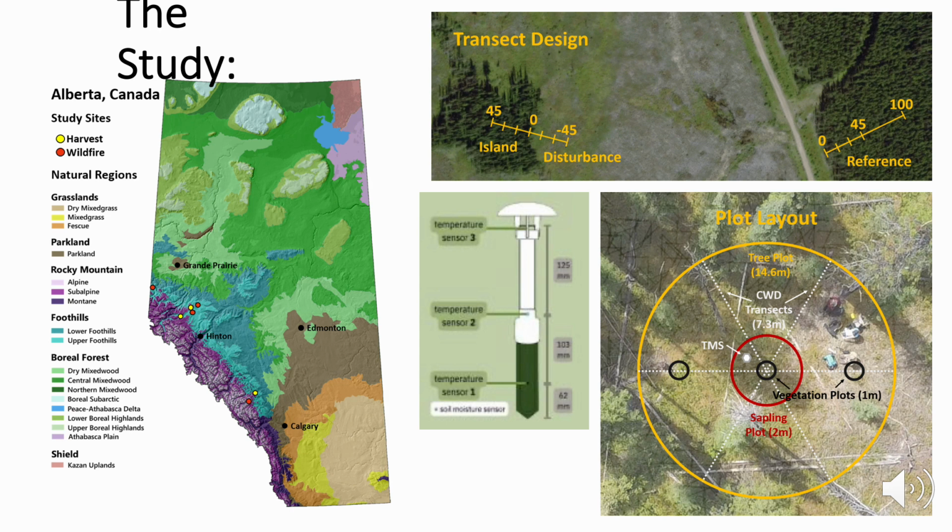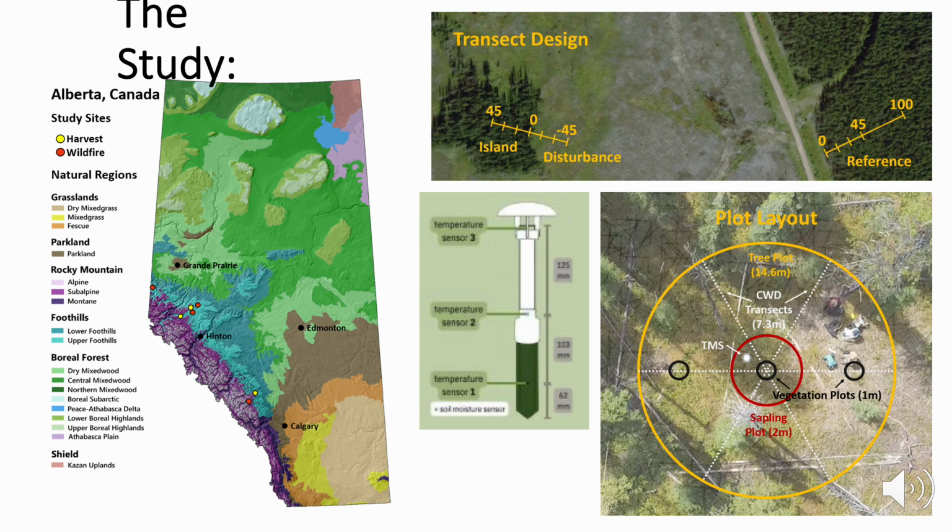So here's our study. We selected several fires and several harvests in the upper foothills region of Alberta. This is an area that has a lot of lodgepole pine. That is the main species that's targeted for timber harvesting in the region. We laid out a few transects. We put a transect across an island area and then an adjacent reference site to try and quantify edge effects in those areas, which we expect to have an influence on microclimate.